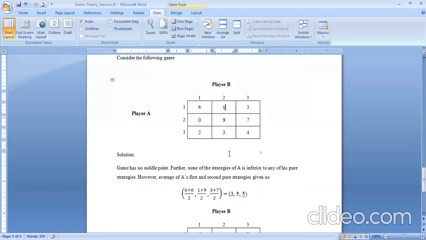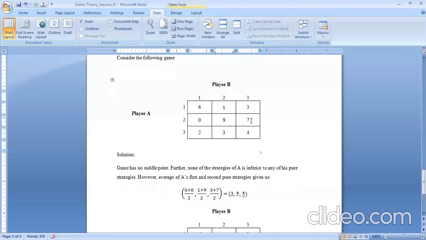So here what we do is we take the average of first and second and compare it with the third row. The average of first and second, here I have written 6 plus 0 upon 2, the average between first and second row, and 1 plus 9 divided by 2, then 3 plus 7 divided by 2. The average of 6 and 0 is 3, this average is 5, and this average is again 5. So the average of first and second is 3, 5, 5.